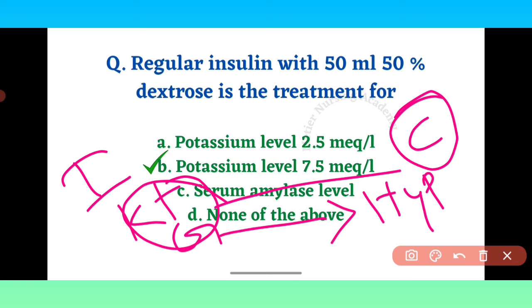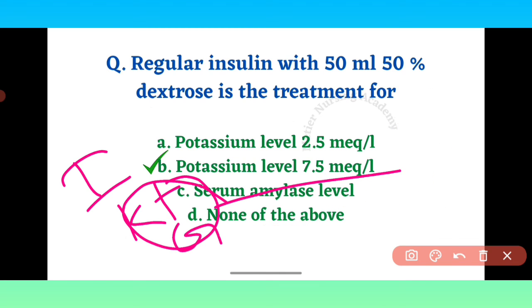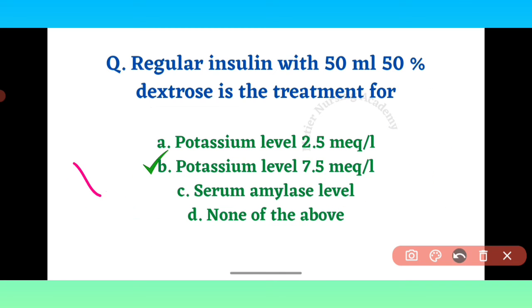In order to avoid that, we are adding the insulin along with the dextrose instead of adding it in the normal saline. Okay, this is the rationale behind adding the insulin in the dextrose. Okay guys.